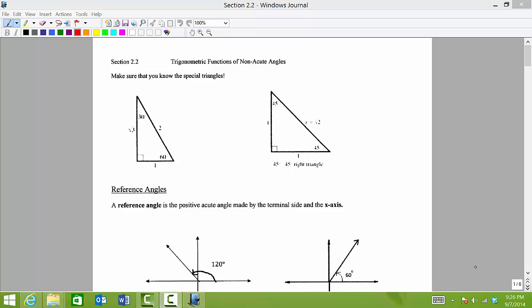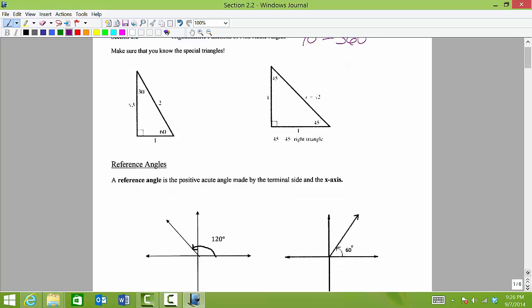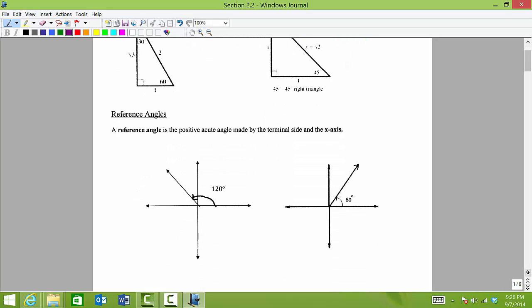In this section, we will be using our special triangles again, so make sure that you have those memorized. And here in this section, we will be talking about trigonometric functions of non-acute angles. So we want to look at angles that are larger than 90 degrees, and we want to be able to tell their trig function values. In order to do that, we have to first talk about what we call reference angles.